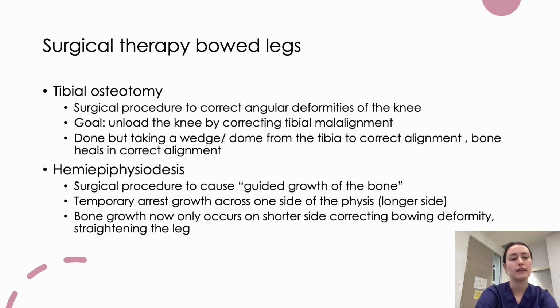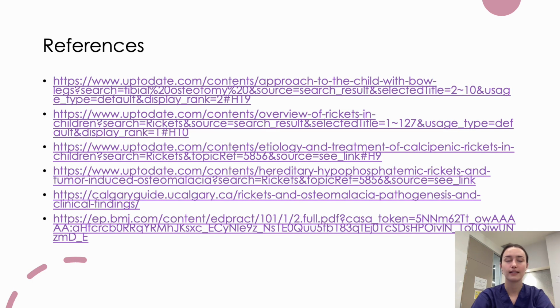And then you also have hemiepiphysiodesis, which is guided growth, where you temporarily arrest bone growth on one side of the physis, usually on the longer end of the bony deformity, and then bone growth will only occur on the shorter end, correcting and straightening the leg. When it's at the level you want, you can remove that temporary arrest. You can also do permanent ablation of certain sides of the physis. And that is everything.